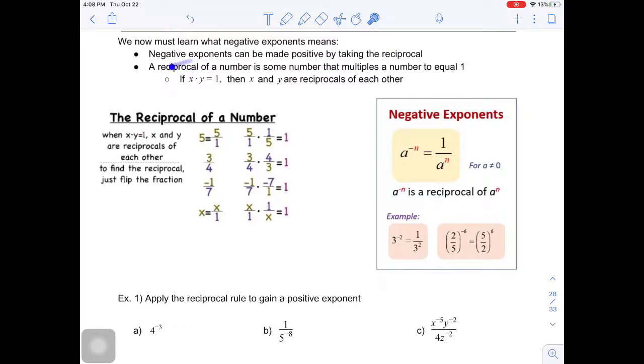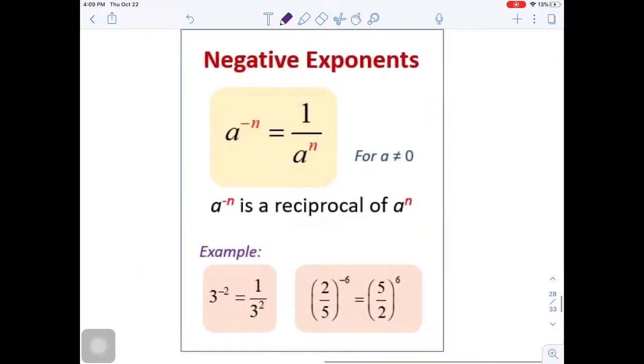Okay, so again, a reciprocal of a number is some number that multiplies with that number to equal 1. So that should be multiply there, actually. So if, for instance, x times y equals 1, that means x and y are reciprocals. So that's kind of described down here. And a reciprocal is something that you would have learned in grade 9. Okay, so here's an overview of negative exponents. Then there's a few examples down here.